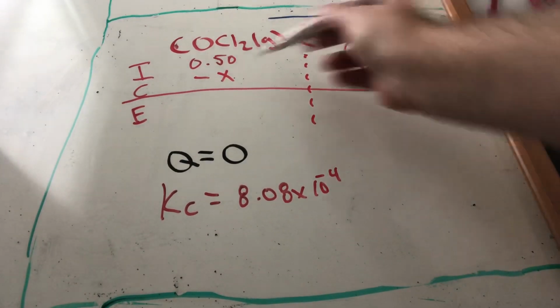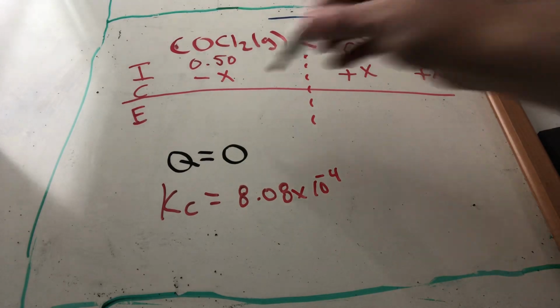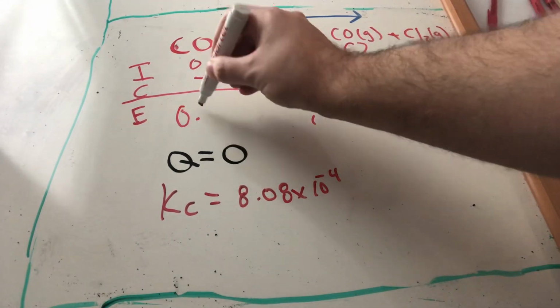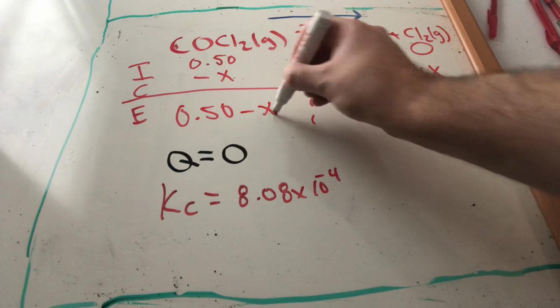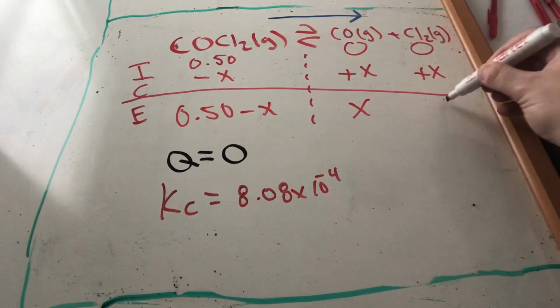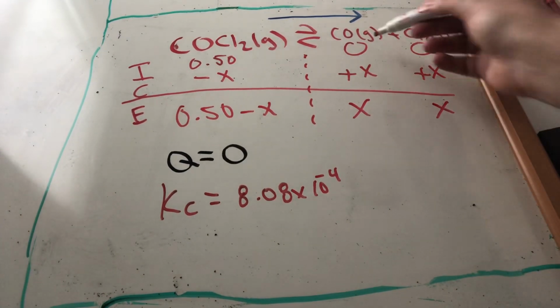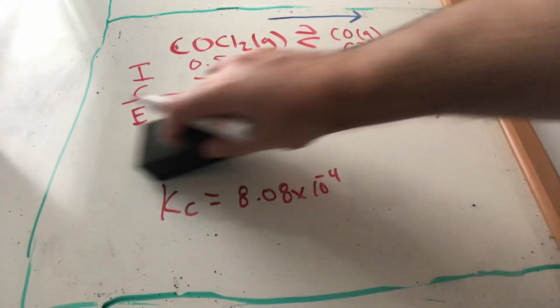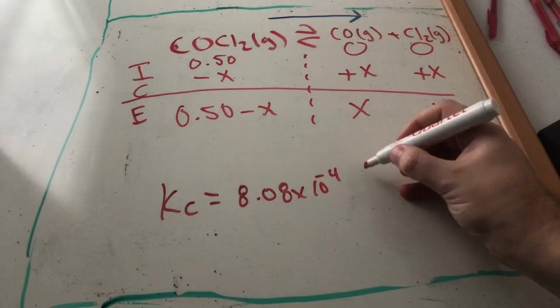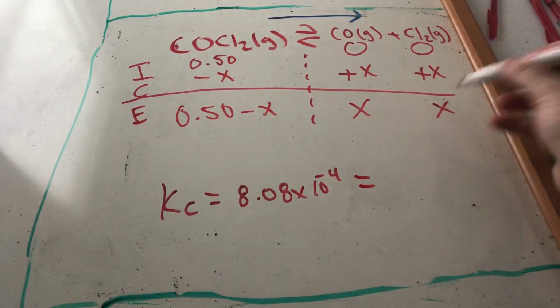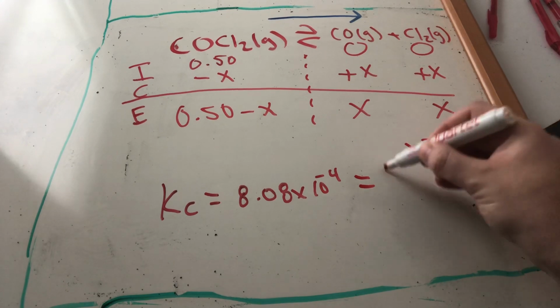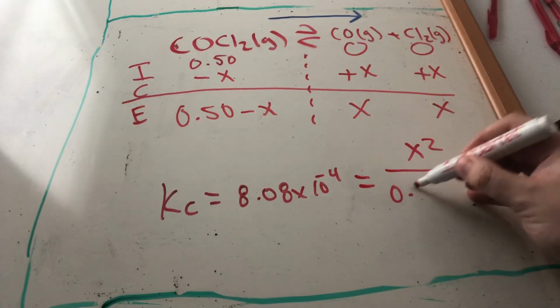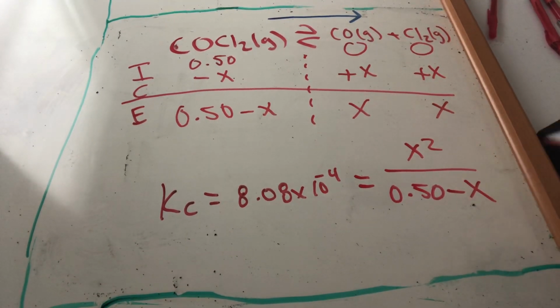All pluses on one side, all negatives on the other side, okay? I plus C equals E, 0.50 minus X. I plus C equals E, okay. I plus C equals E, 0 plus X is X. Okay, so now we knew which direction we moved. Here's our K. K is going to be X times X over 0.50 minus X.